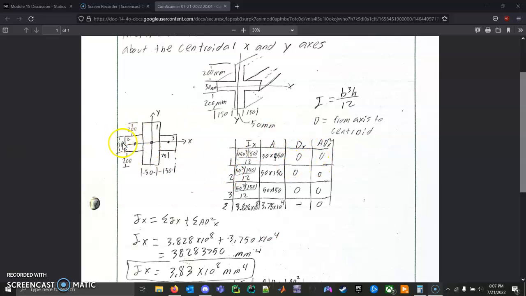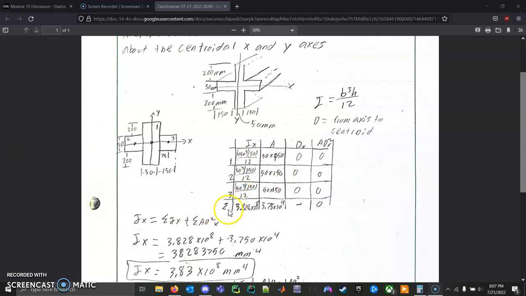Figure 2, it's going to be 50 cubed times the 150, which is its width, over 12. For the area, it's just going to be 50 times 150. And if you notice, your Ix and area are really similar because it's the same on the top, except you're going to have your base always cubed. Same for figure 3. It's going to be the same as figure 2, so 2 and 3 are the same in this scenario. And your dx is still going to be 0.